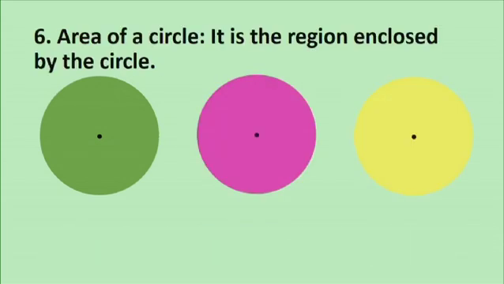Area of a circle. It is the region enclosed by the circle. This green region represents the area of the circle. Similarly, the pink and yellow regions represent the area of the circles.